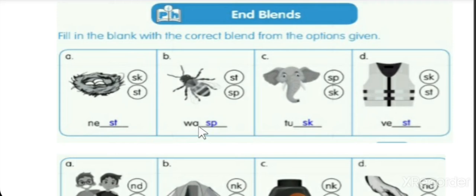Wasp. So here is the sound of the sp blend. Wasp. It is the tusk of an elephant. So in tusk, at the end it sounds like sk. So we will use the sk blend. Tusk. West. West also sounds like st at the end. So we will use the st blend.